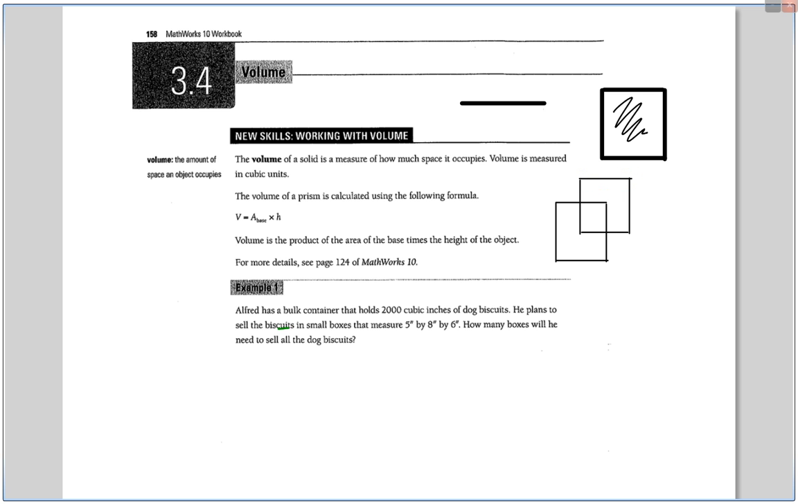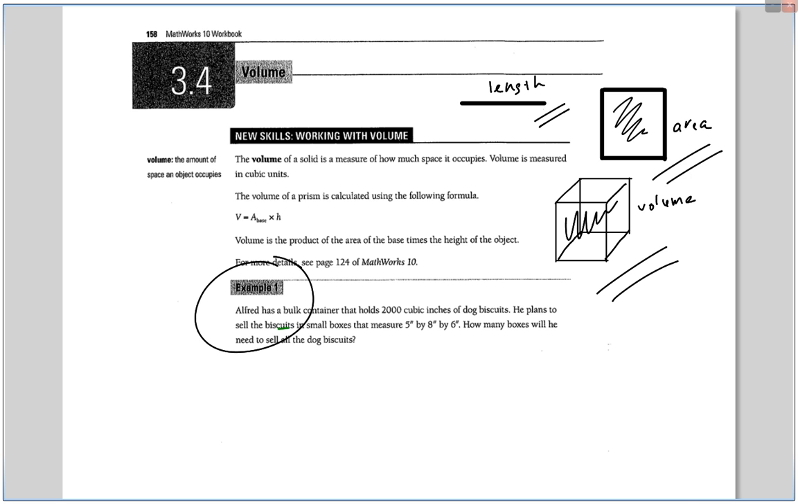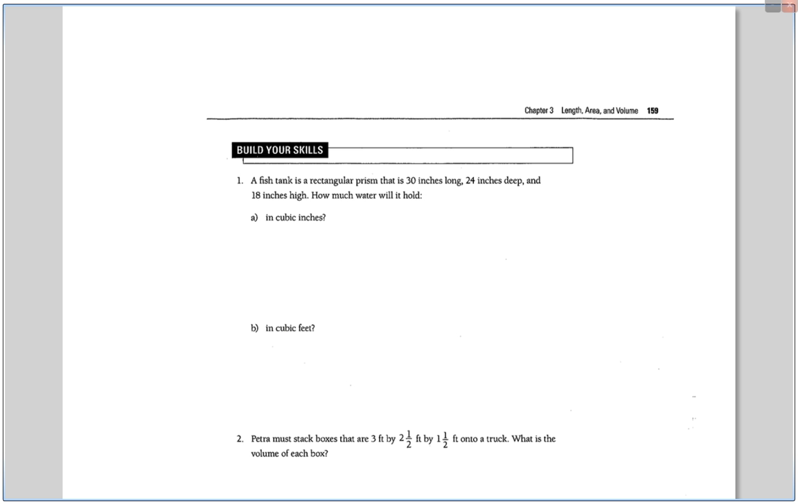And then here we are just connecting the edges. The space that's in there, we call the volume. So volume, area, and this is length. There's a set of formulas that you're going to use for volume, and a set of formulas for area. And then length is various units like feet, inches, centimeters, meters, etc. You're more than welcome to read example 1. I'll do the build your skills.